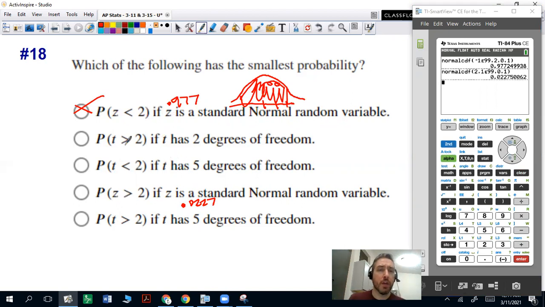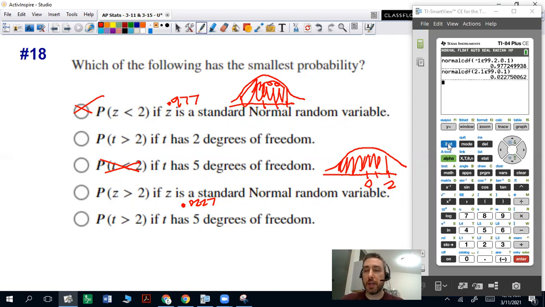Similarly for the T, we can rule out T is less than 2, because even though the T is a wider distribution, and so 2 will have a smaller probability than for Z, it's still a lot because 0 is there and 2 is there. So let's focus on these two right here, okay? 2 degrees of freedom versus 5 degrees of freedom.